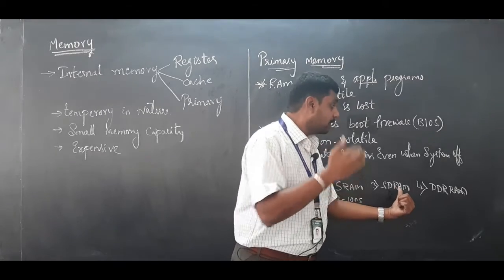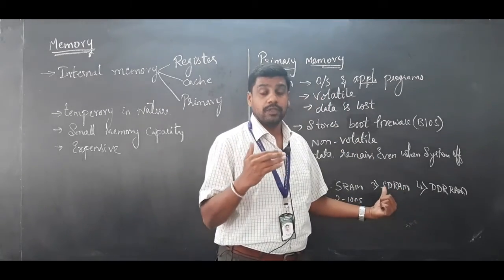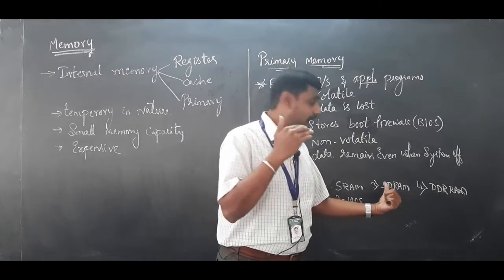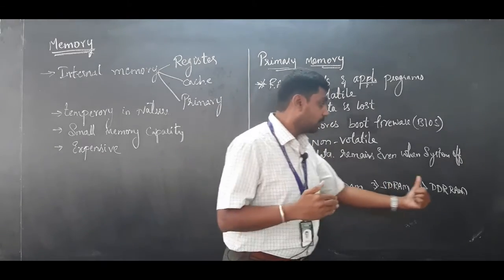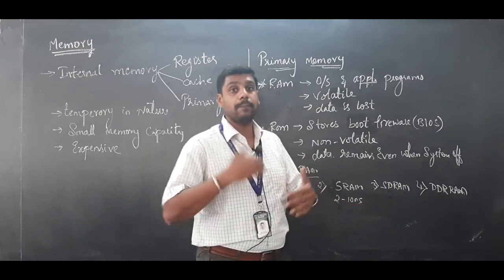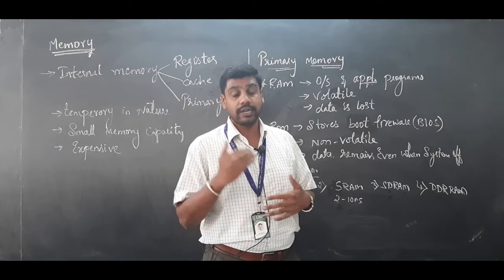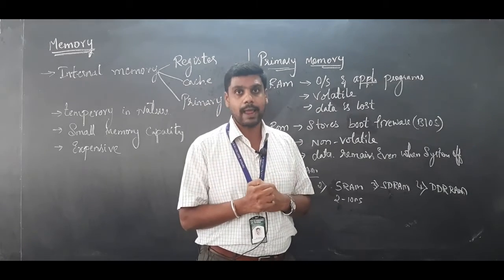It can avoid the waiting of the CPU. The CPU can access and process the job very fast. In DDR, double the data can be transferred between CPU and RAM.